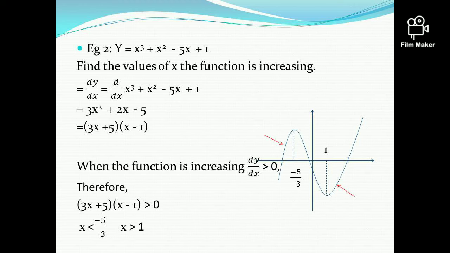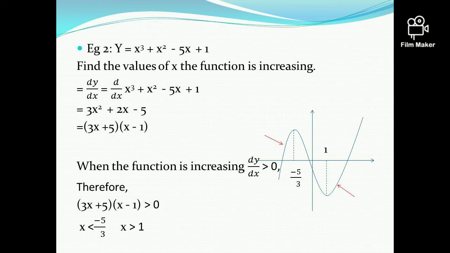Then you can factorize this quadratic function. You may need to do this factorization because when you are solving this inequality, this factorized format is really essential. Then we know that if the function is increasing, its dy by dx must be greater than 0. Therefore, (3x + 5)(x - 1) should be greater than 0.